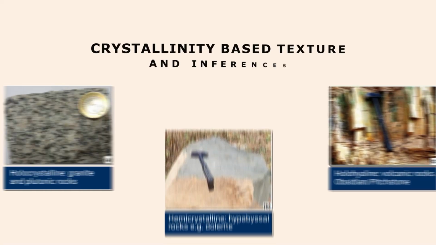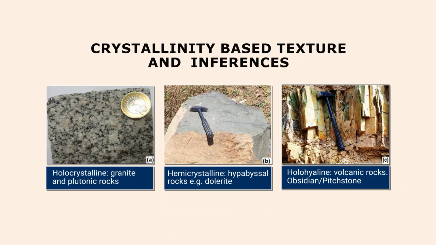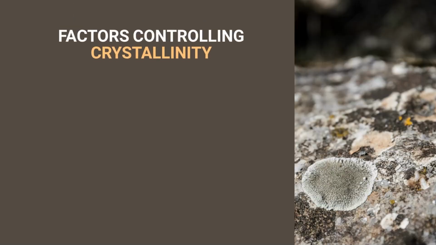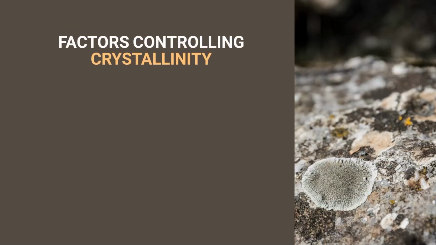Now, crystallinity-based texture and inferences can also be obtained in the field, from the outcrop, whether the rock is coarse grained, holocrystalline, hemicrystalline, or hypocrystalline. These observations can be made in the field. And on the basis of these observations, we can ascertain the factors that control the crystallinity of the rocks.